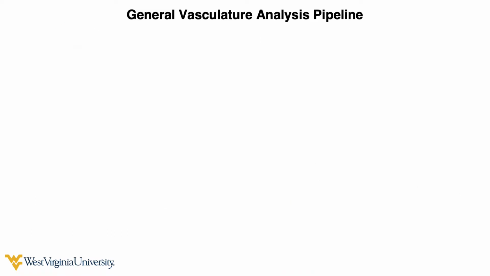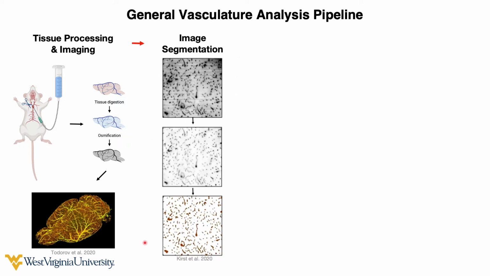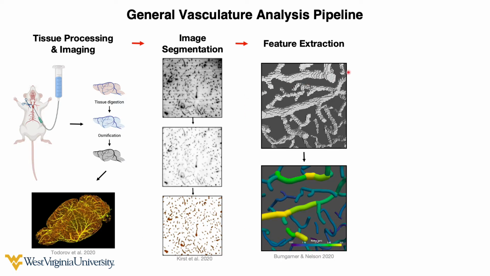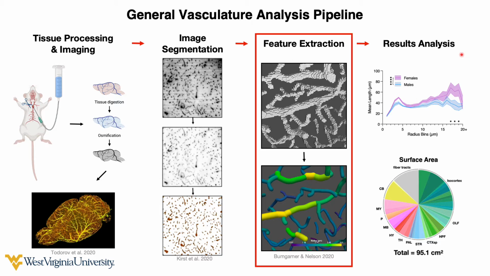In general, vasculature dataset analysis occurs in 4 stages. First, datasets must of course be created through techniques such as corrosion casting, and then imaged or scanned using tools such as micro-CT scanners. Then the vasculature must be segmented from the imaging datasets. The segmentation then enables us to isolate and extract features from vascular volumes, which finally must be analyzed and interpreted. VesselVio specifically focuses on the third step of this pipeline, which is feature extraction.